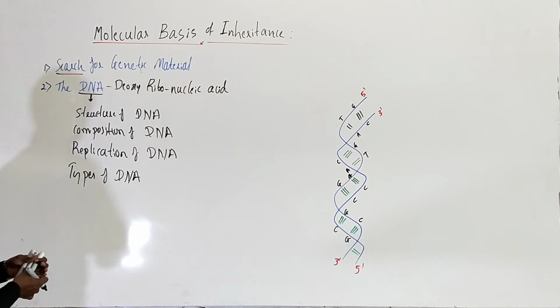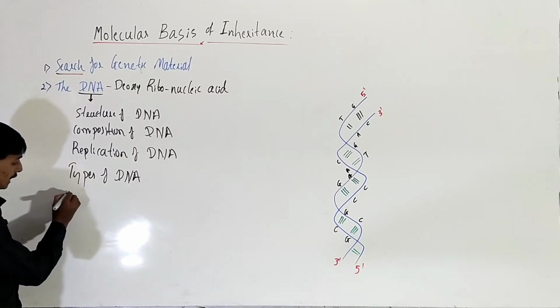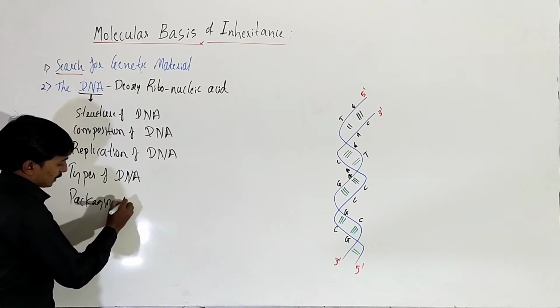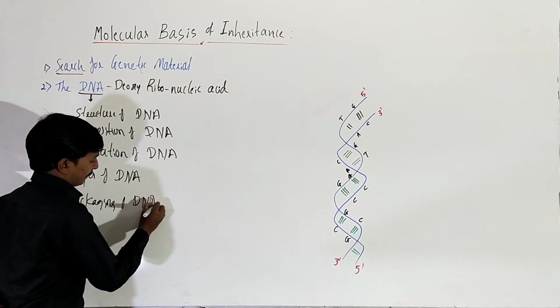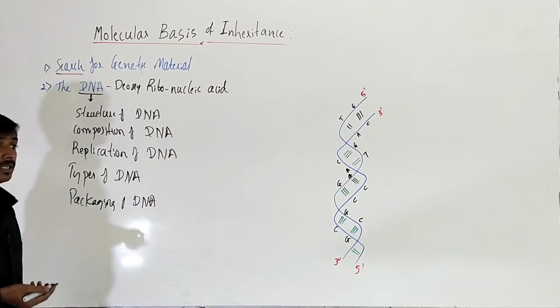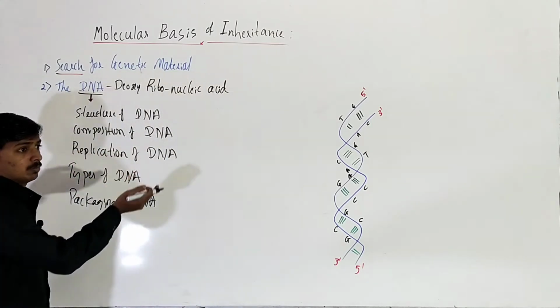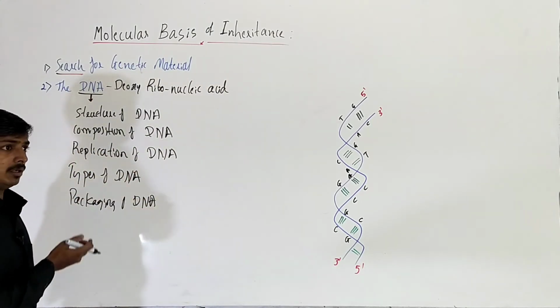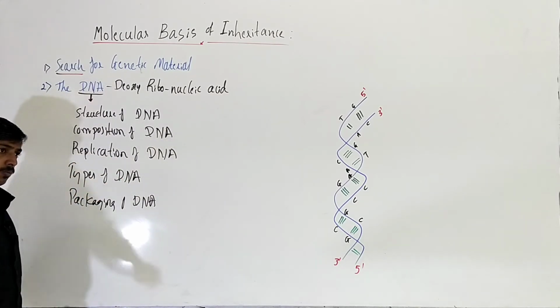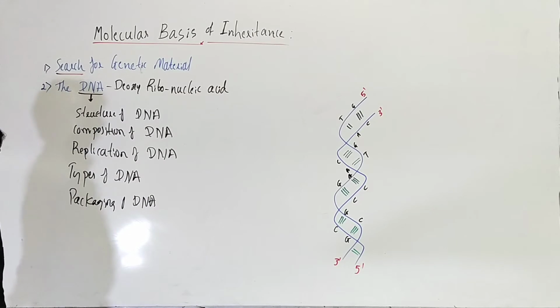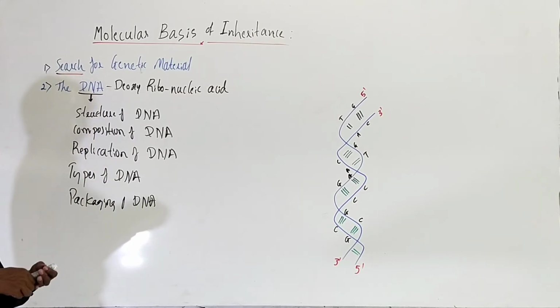Next, we study the packaging of DNA. Packaging of DNA means how DNA is wrapped and coiled to form a chromosome, multiple levels of coiling of the DNA to form a chromosome. This is all about DNA that we are going to study in this particular chapter.